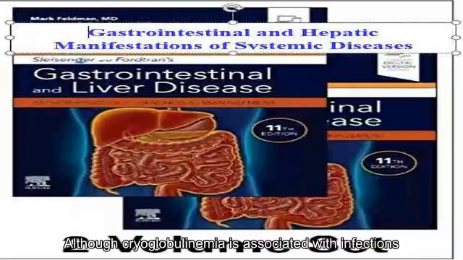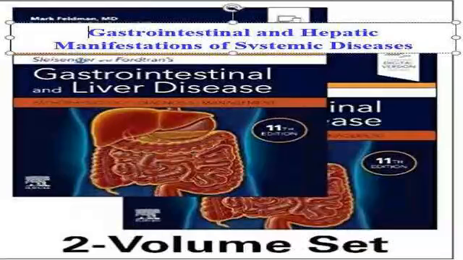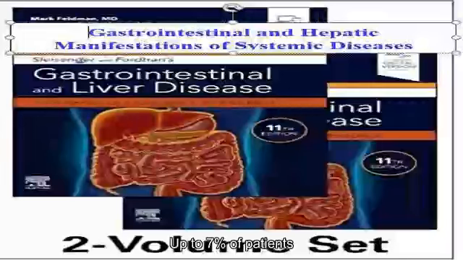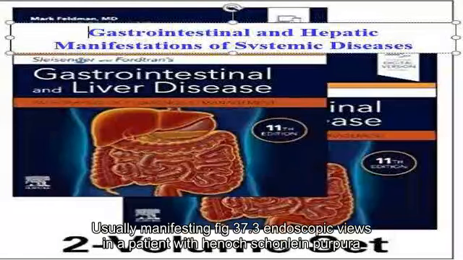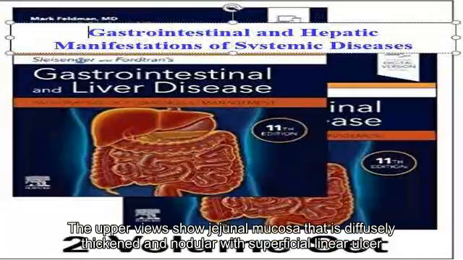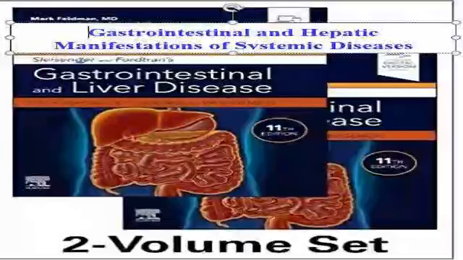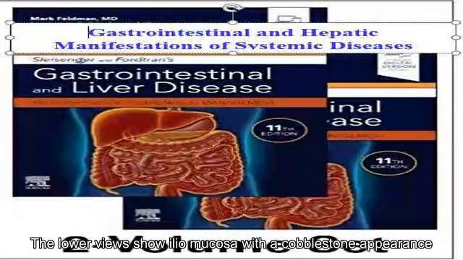Although cryoglobulinemia is associated with infections, autoimmune diseases, and cancer, the most common cause is HCV. Up to 7% of patients with cryoglobulinemia have GI involvement, usually manifesting as mesenteric vasculitis. Fig 37.3: Endoscopic views in a patient with Henoch-Schönlein purpura. The upper views show jejunal mucosa that is diffusely thickened and nodular with superficial linear ulcers, black arrow. The lower views show ileal mucosa with a cobblestone appearance.